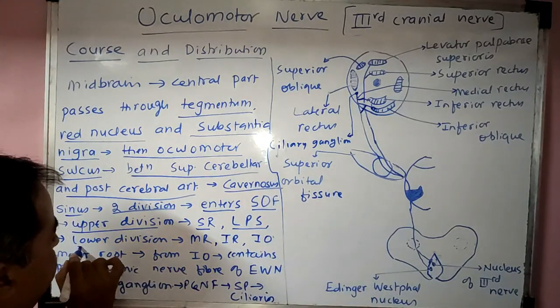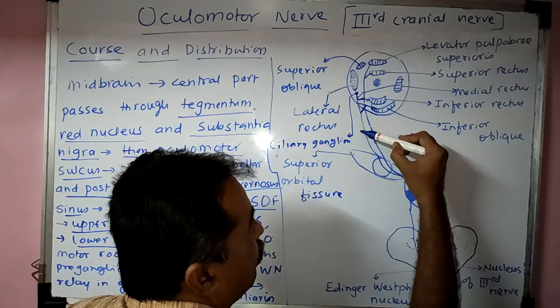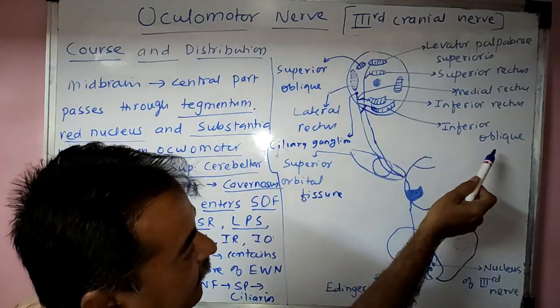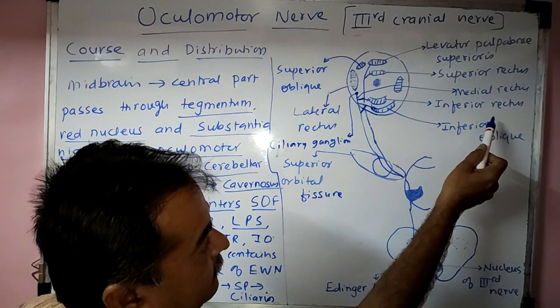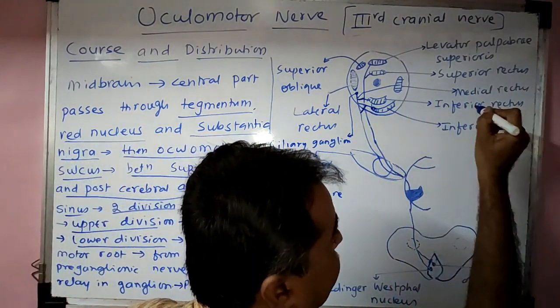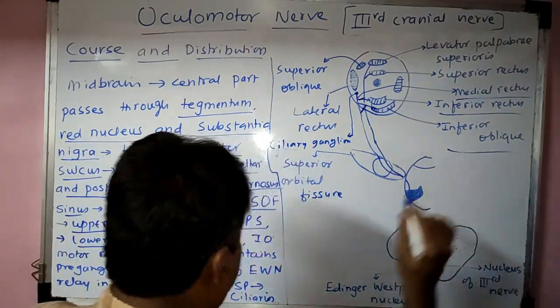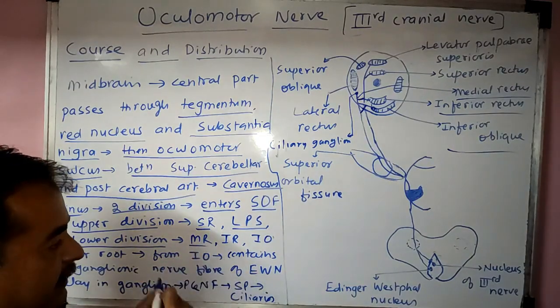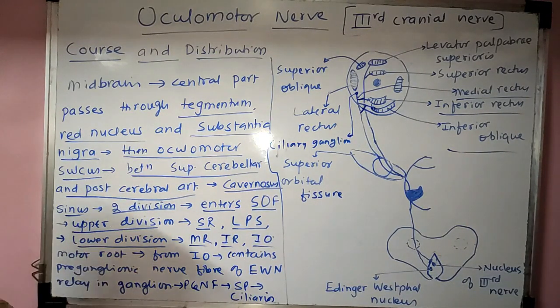And this is the lower division. The lower division supplies the inferior oblique, the inferior rectus and the medial rectus. So medial rectus, inferior rectus and inferior oblique are supplied by the lower division.